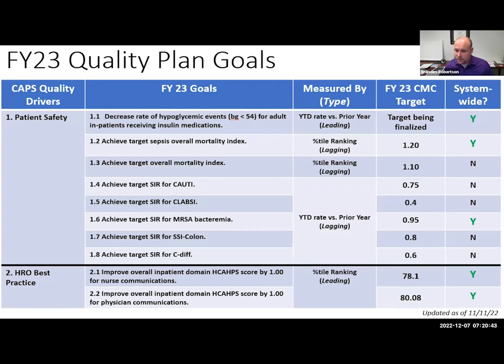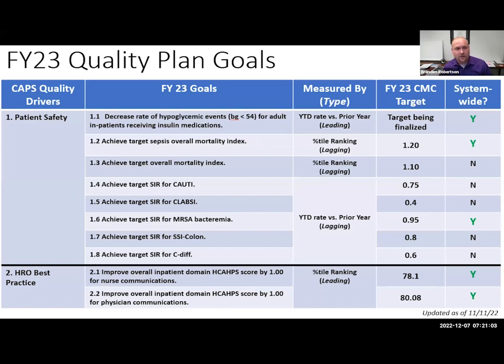But we need to make sure that patients are delivered insulin in a way of best practice and not dropping their blood sugar below 54. And unfortunately at Carilion, that's happening a lot more than what we would like. And that's why it remains on our quality plan so that we can have oversight of that.